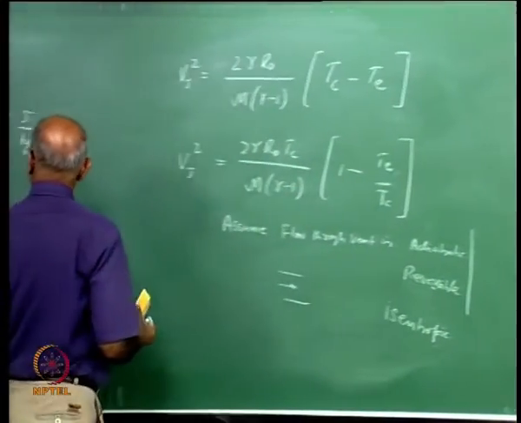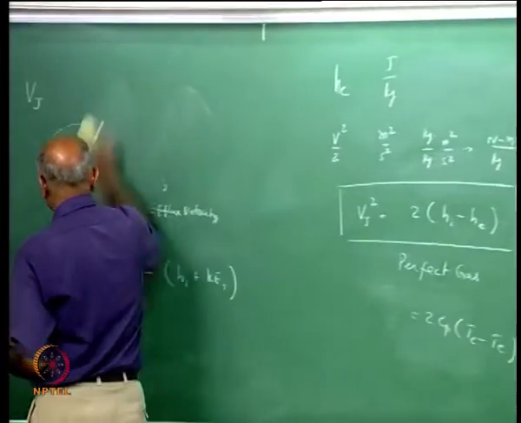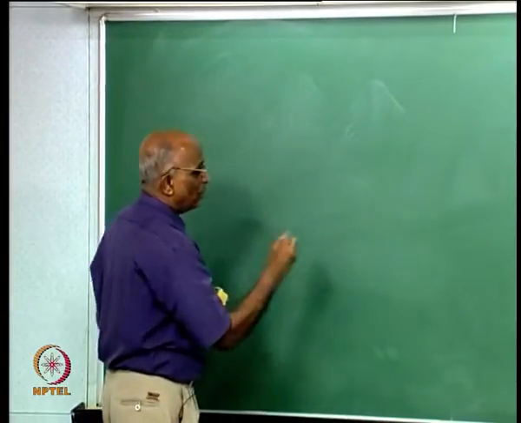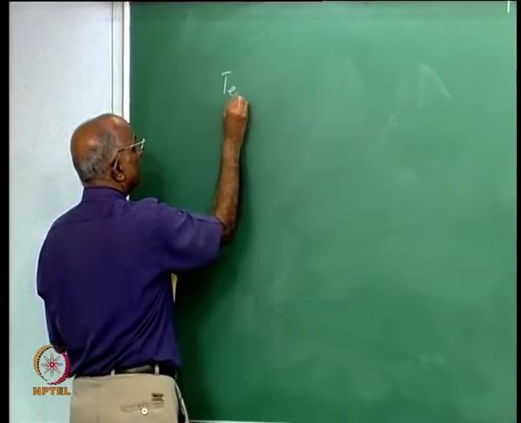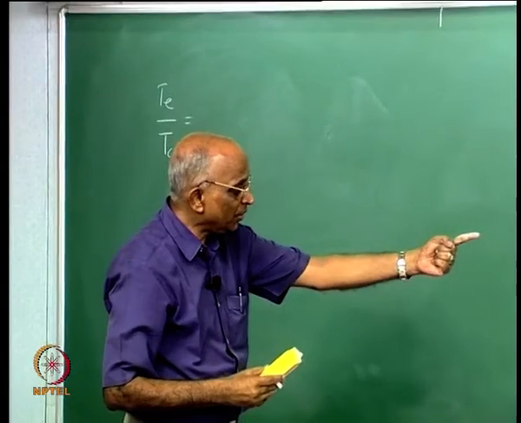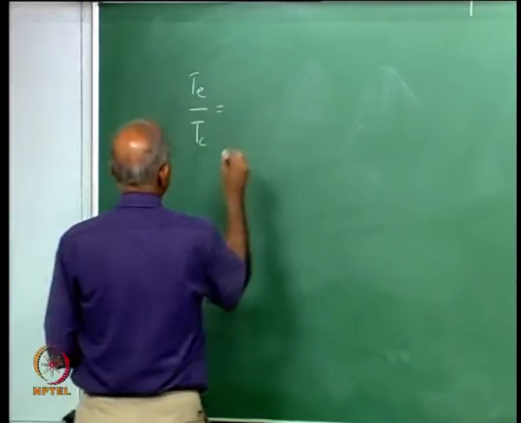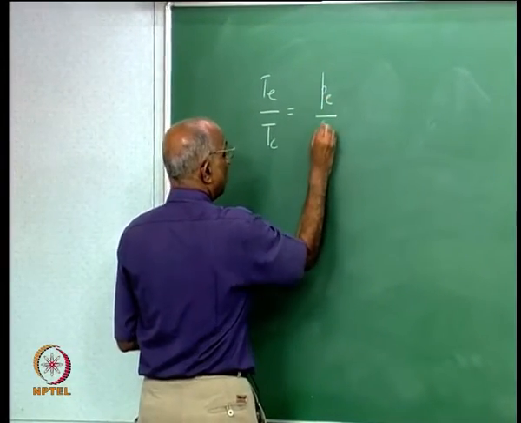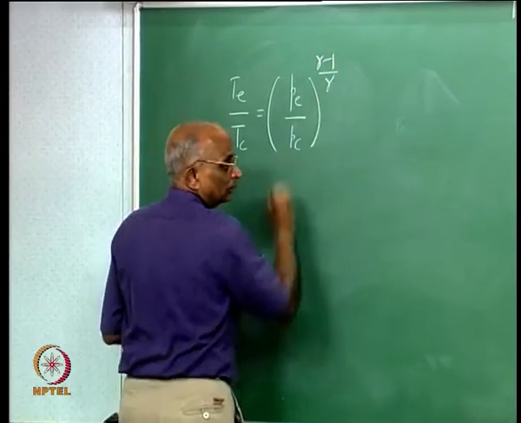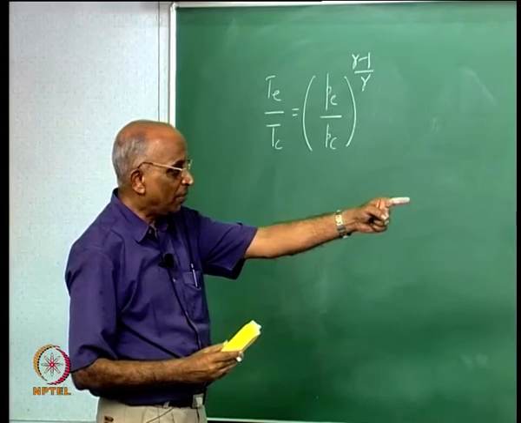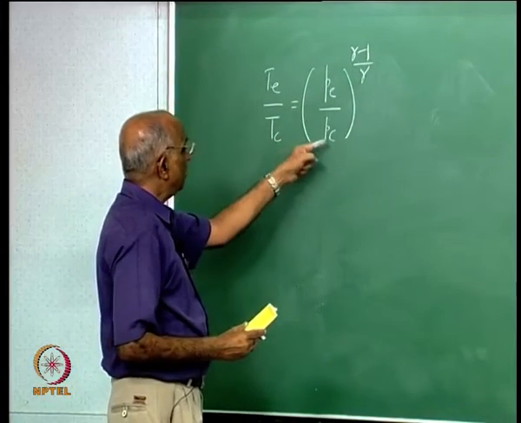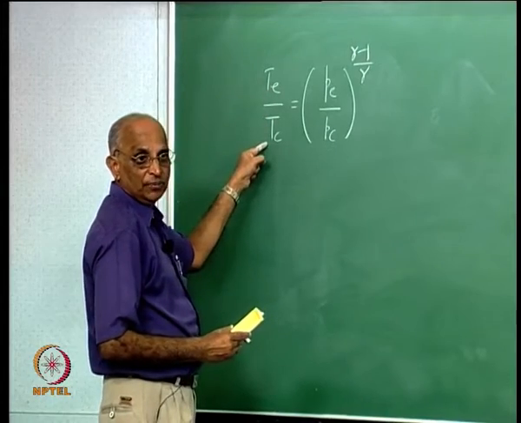And therefore, now I can write the equation as T by TC is equal to P by PC to the power gamma minus 1 by gamma. With T on top, I have TE, and PE by PC to the power gamma minus 1 by gamma is equal to TE by TC.